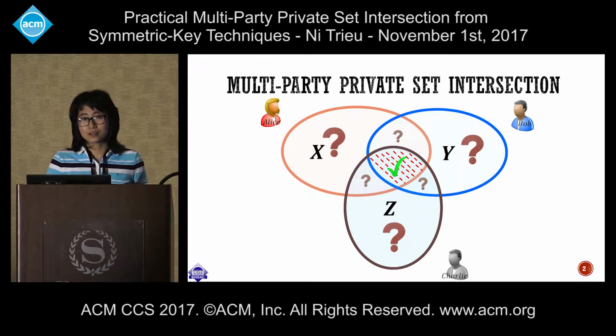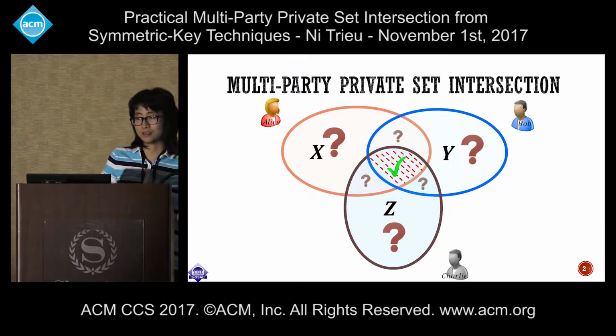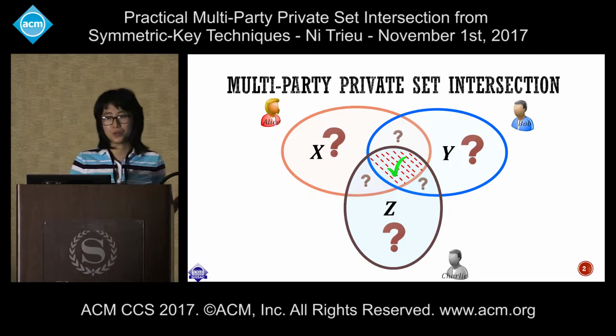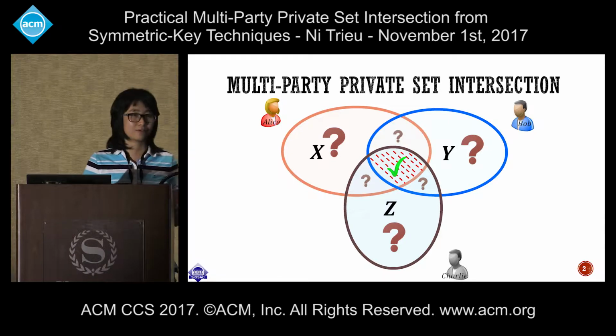So let's start with a simple scenario. Here we have three parties, Alice, Bob, and Charlie. Each party has a set of items, and now they want to compute the intersection of their sets in a way that doesn't leak any information except for the intersection.